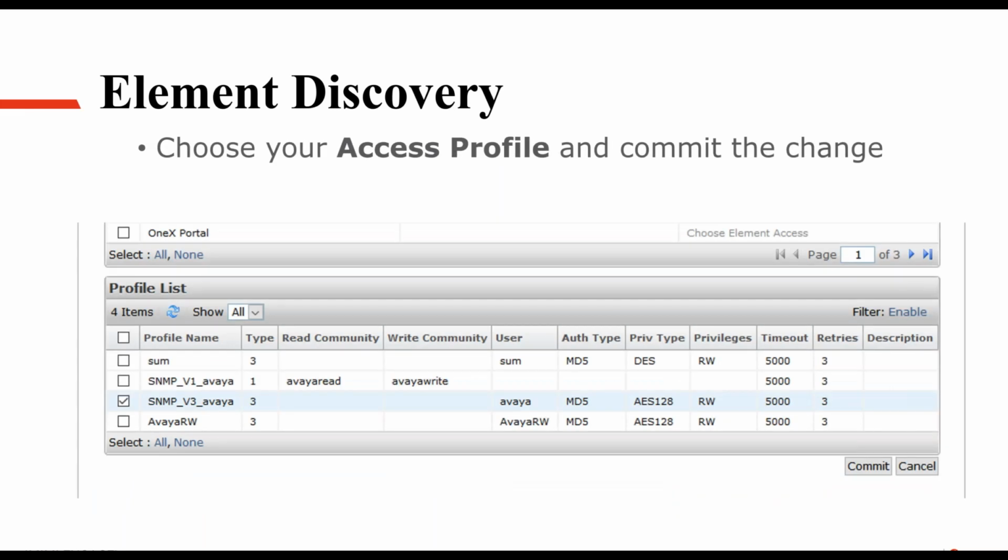The last thing to choose there is your access profile. Again, that was created previously. Check that off and click commit. And then we select the discovery profile that we just edited and click discover now. And you should see a status message.